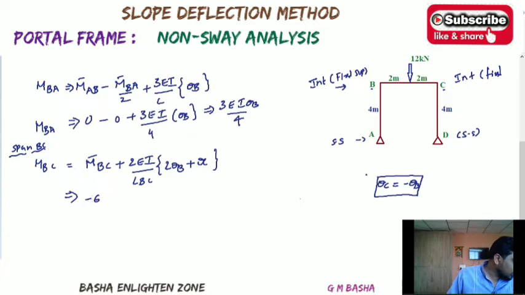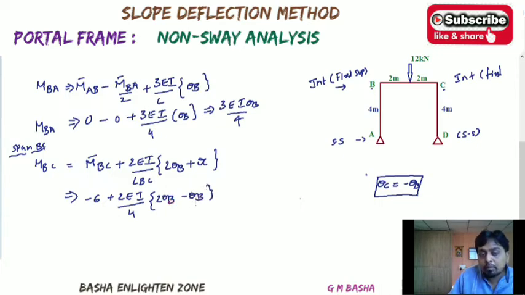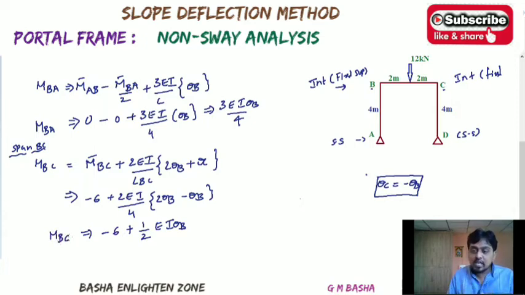Minus 6 kilonewton meter, then plus 2EI, where I is constant, length of the span is 4 meters, into 2 theta B, and wherever theta C appears, substitute minus theta B. So 2 theta B minus theta B becomes theta B. Simplifying, minus 6 plus 1 by 2 EI theta B. After simplifying, you will get the equation like this. So if the symmetric conditions hold, take down up to that condition and simplify the remaining values also.